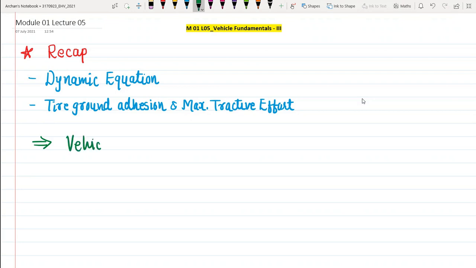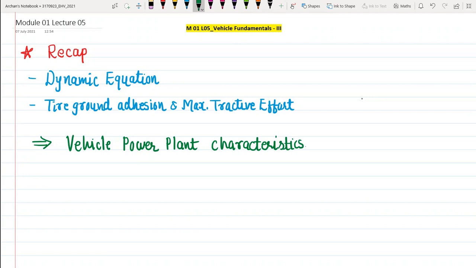As we know, what do we mean by power plant? Whenever we are using an electrical motor, that will be our power plant, and in case of an IC engine, the engine will be the power plant. So what are the characteristics of this power plant? What will they be for the electrical motor, and what will they be for the IC engine?